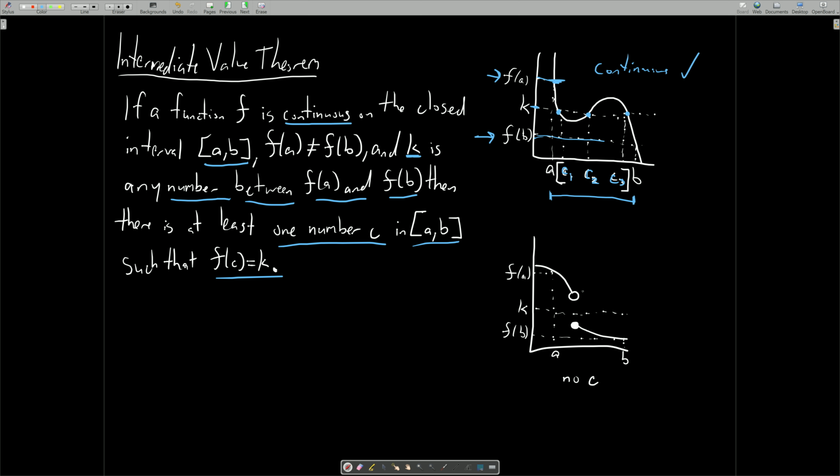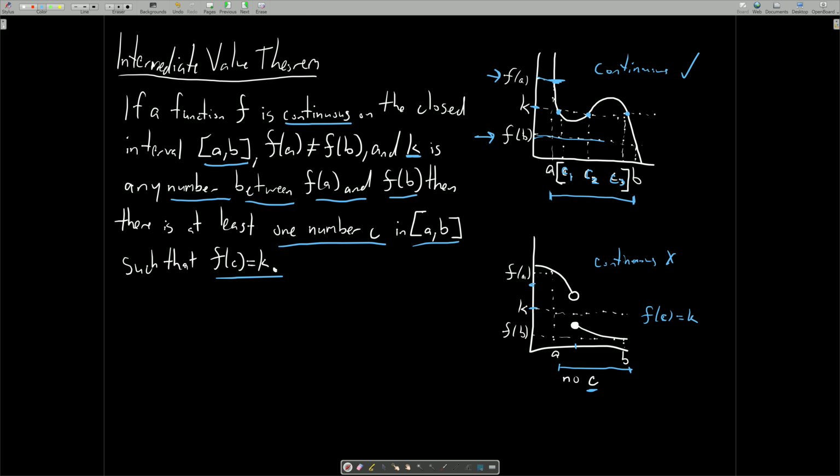This function down here, this is not continuous. You see there's a jump discontinuity at this point here. And so we have our a and our b in this interval. And we have f of a and f of b, and k is between those. But because the function is not continuous, it is not guaranteed that there is a value c at which f of c equals k. However, that doesn't mean that there is no value c that equals k. It just means it's not guaranteed.